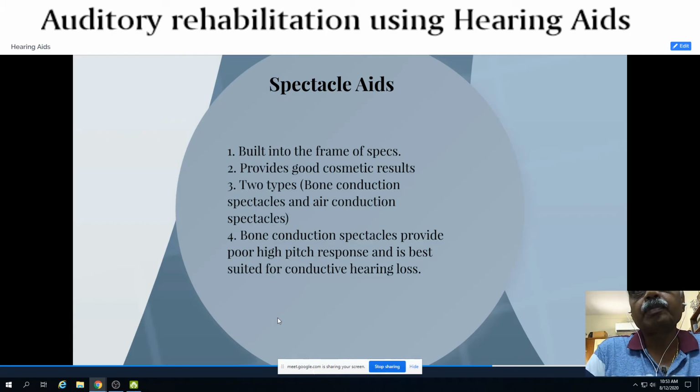One is bone conduction, wherein the conduction of the sound into the ear occurs via the bone, and the other is air conduction spectacles, wherein there will be a small cable coming out of the amplifier inside the spectacle, connected to the speaker, which will be placed into the external auditory canal. But let me caution you, bone conduction spectacles are not receptive to high frequency sound. So the user may have difficulty perceiving high pitch sound. That is a big problem as far as bone conduction spectacle hearing aids are concerned.